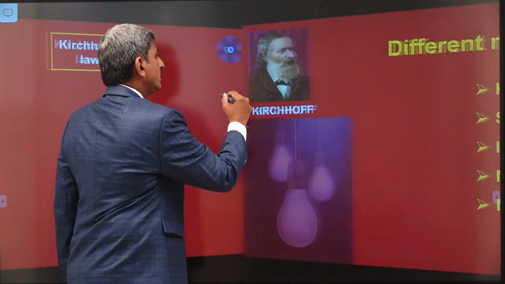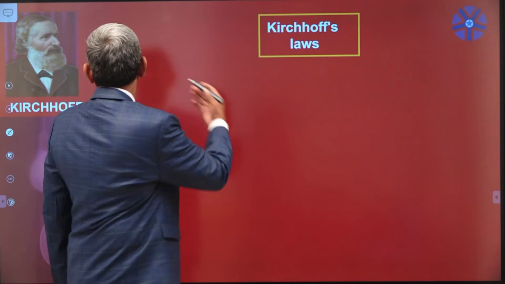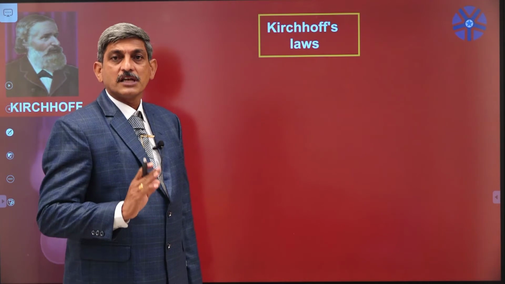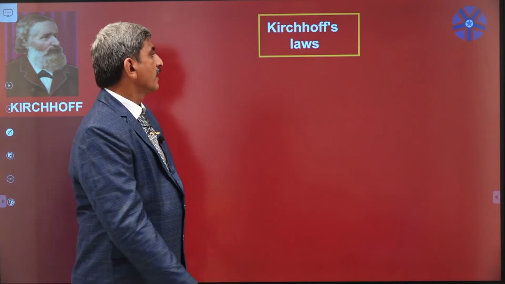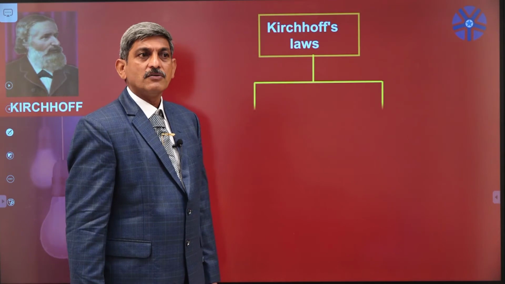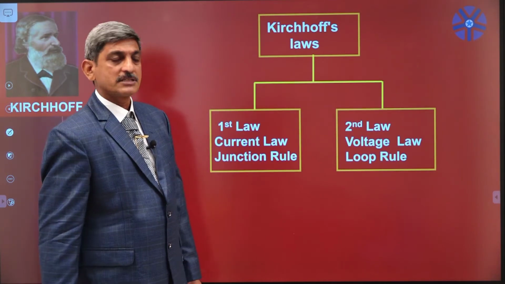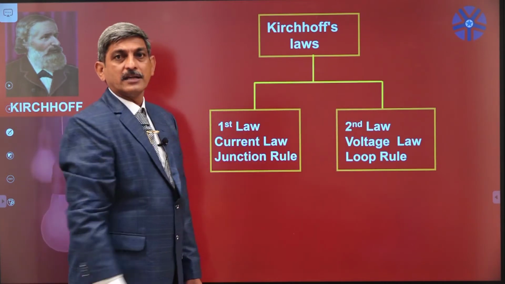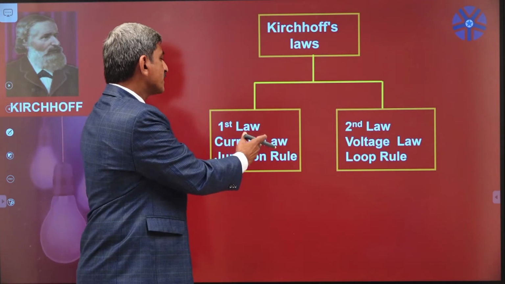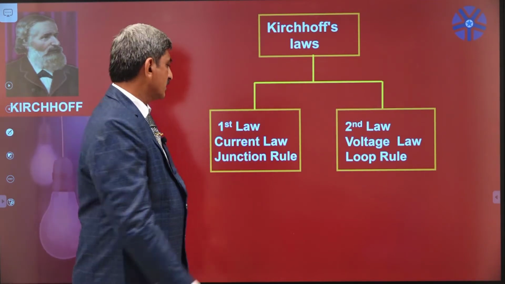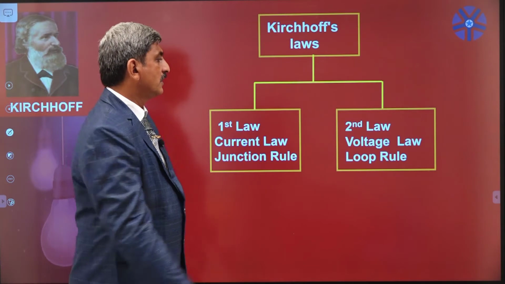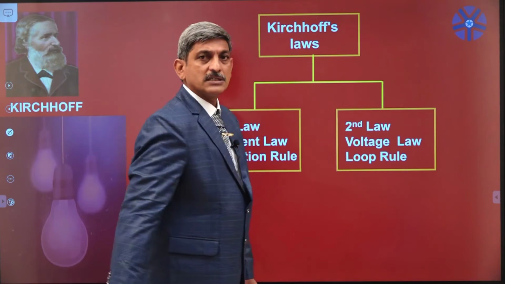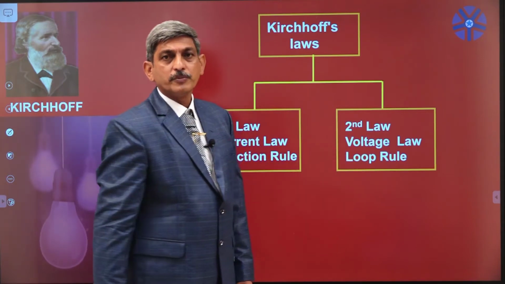Now come to the Kirchhoff laws. Kirchhoff proposed the Kirchhoff laws for the solving of the electrical networks. He proposed two laws: Kirchhoff's first law and Kirchhoff's second law. The Kirchhoff's first law is also named as the Kirchhoff's current law or junction rule. The Kirchhoff's second law is also called as Kirchhoff's voltage law or Kirchhoff's loop rule.